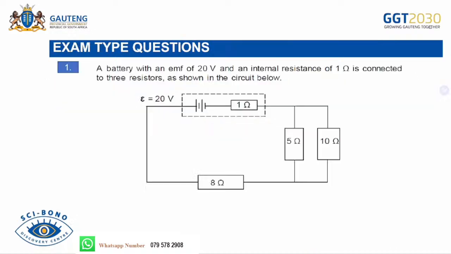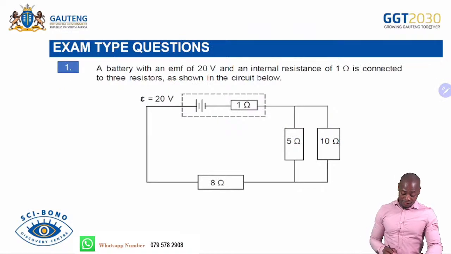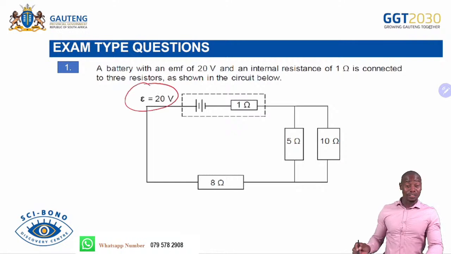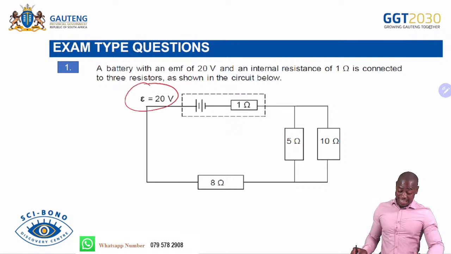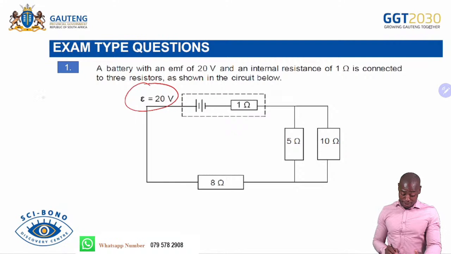Right, then we are given this circuit. These are exam type questions. A battery with an EMF of 20 volts. So we are given the EMF here, it's 20 volts. And an internal resistance of 1 ohm. So we are also given the internal resistance.